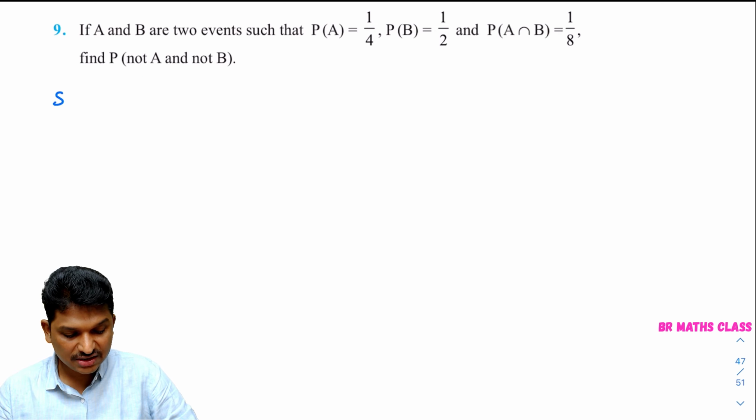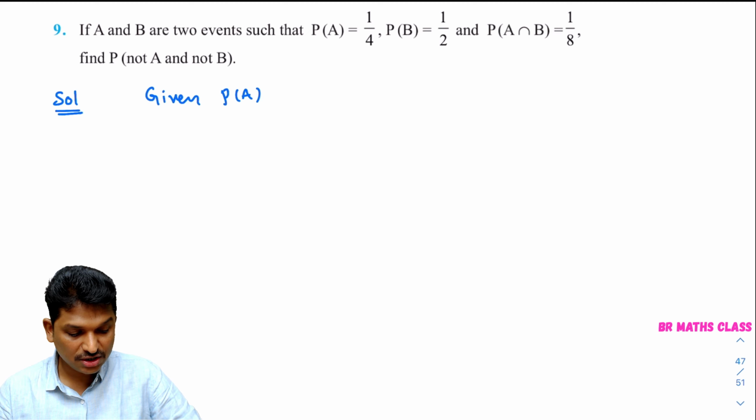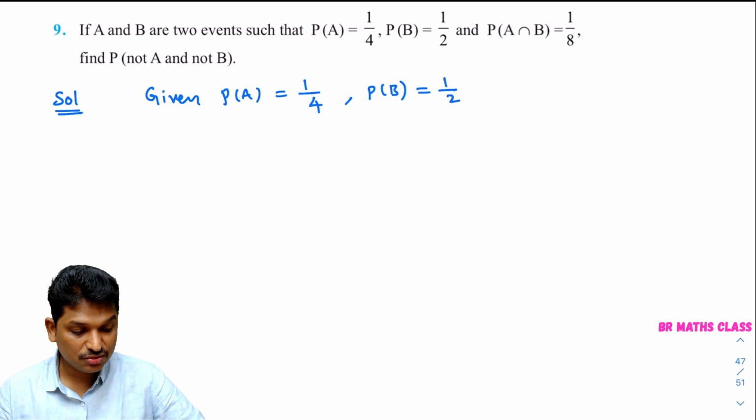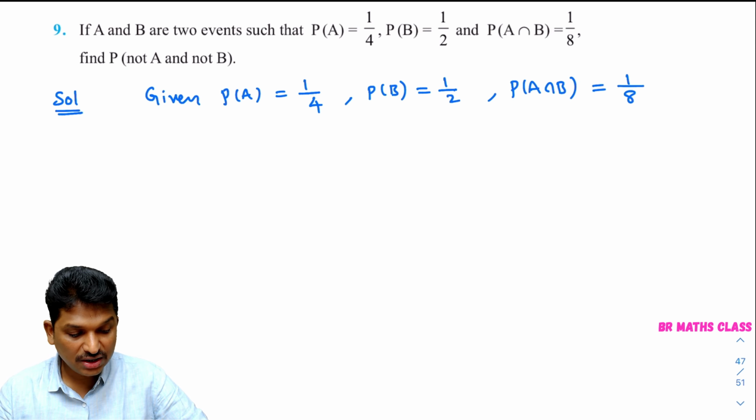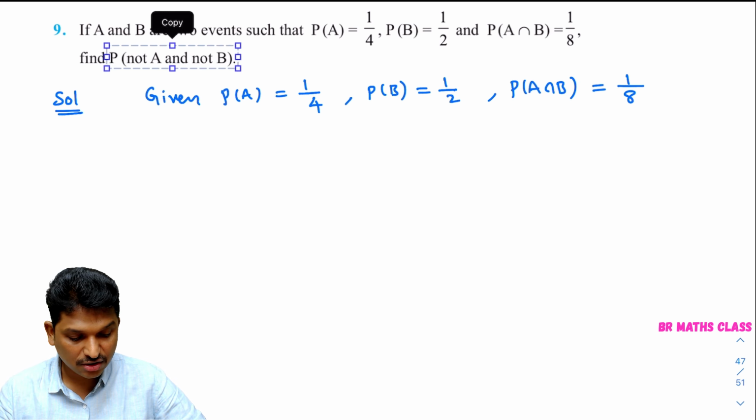We'll start the solution. First, let me write the given data. What they gave? They gave probability of A. Probability of A is 1 by 4. Probability of B is 1 by 2. And they gave probability of A intersection B also. Probability of A intersection B is 1 by 8. I have written the given data. What they are asking us to calculate is probability of not A and not B.